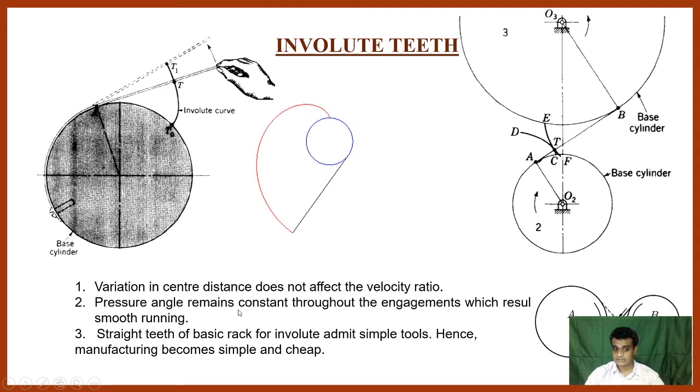This is again very important, that pressure angle must be the same throughout the operation to have the uniform velocity ratio, and it remains constant in case of the involute tooth profile. Again, the straight teeth of the basic rack for the involute admit a simple tool. That means in manufacturing the gear tooth profile, because of the straight teeth on the rack, the manufacture of this gear tooth profile is simple and cheap.